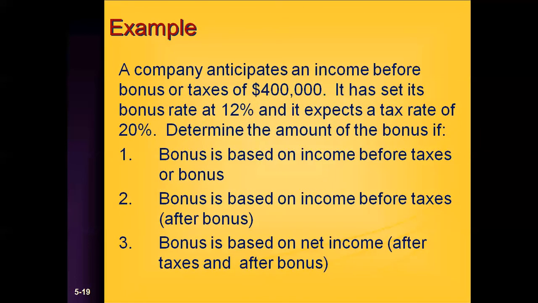So let's take an example. A company anticipates that they're going to have an income before bonus and taxes of $400,000. Not a bad year, and it sets the bonus rate at 12%, meaning that 12% of whatever basis they're using is going to determine the bonus amount, and then the tax rate is 20%. So we have three questions here.